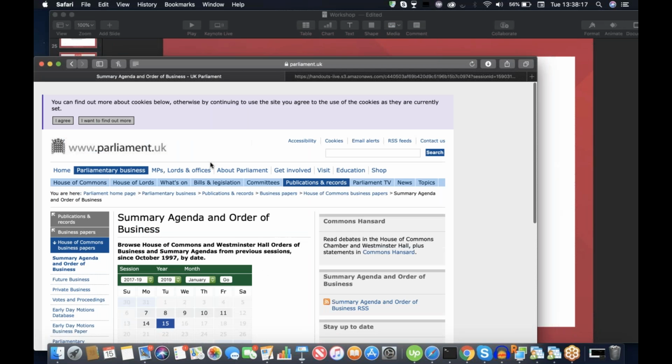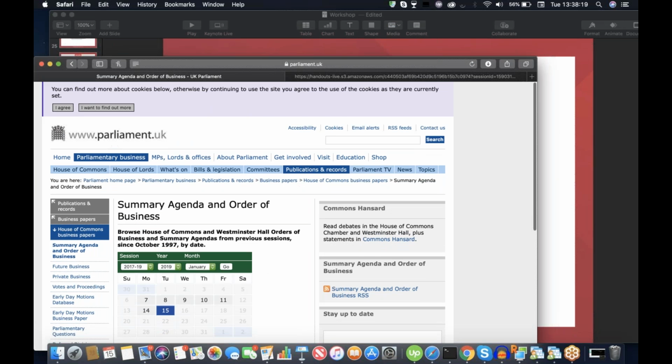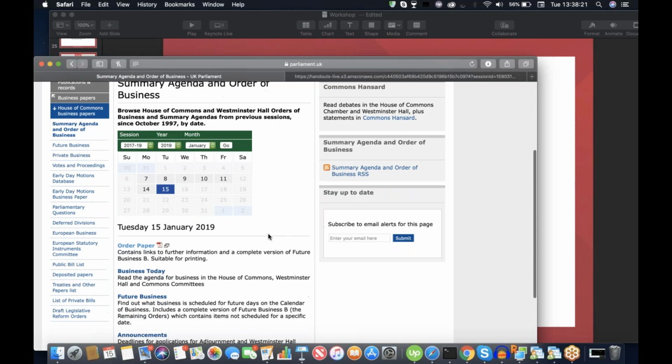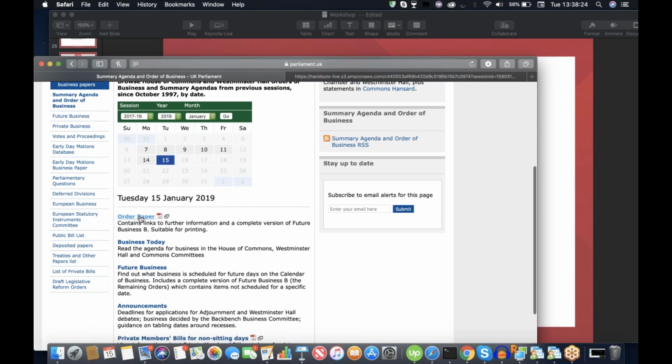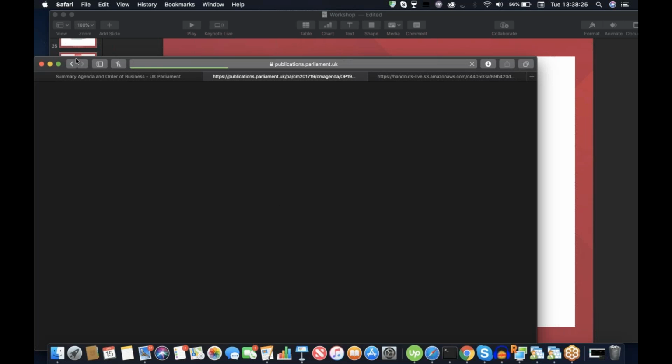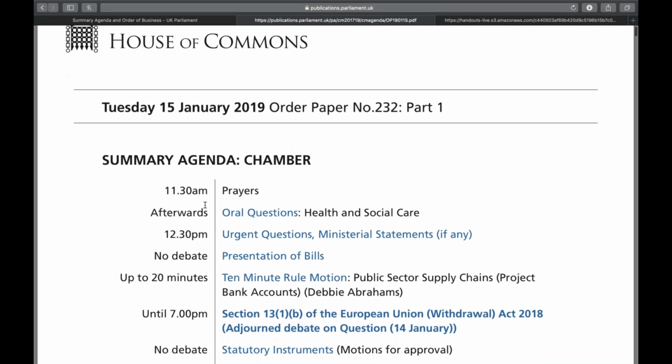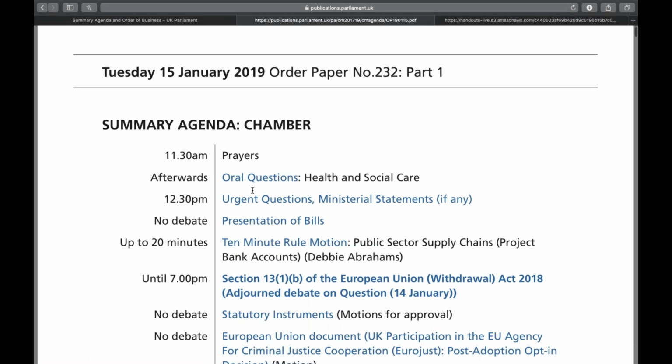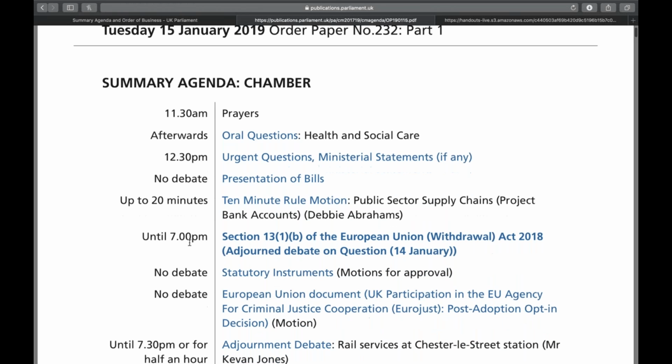This is ukparliament.uk. You can see what's happening in the coming session. So 15th of January, here we got the order paper. We can look what's going on, and we can see, look, okay, so what we've got today in the main chamber, we've got questions, urgent questions, and then until 7 p.m. there is the Section 13 1B of the European Union Withdrawal Act 2018.